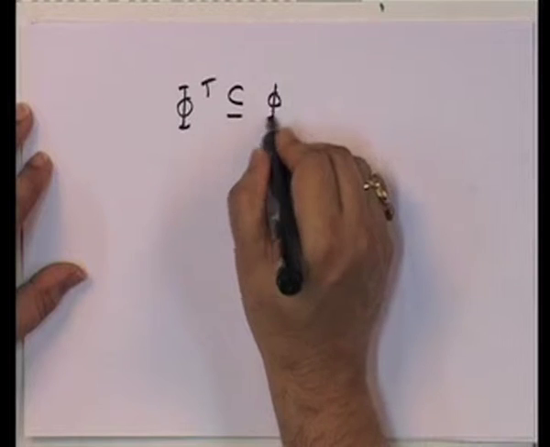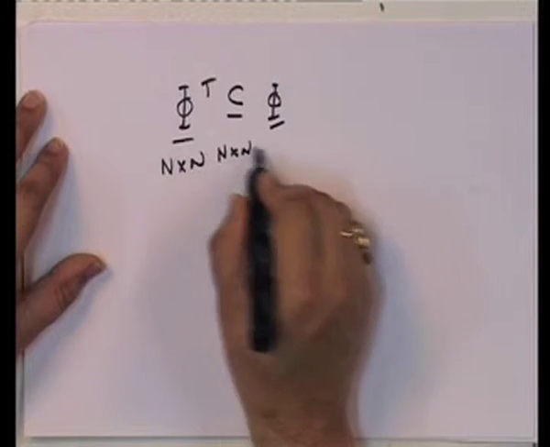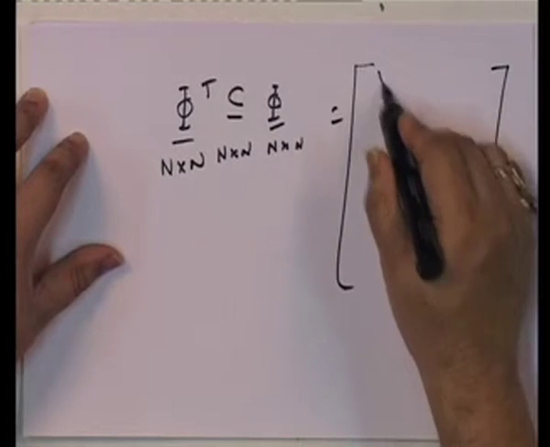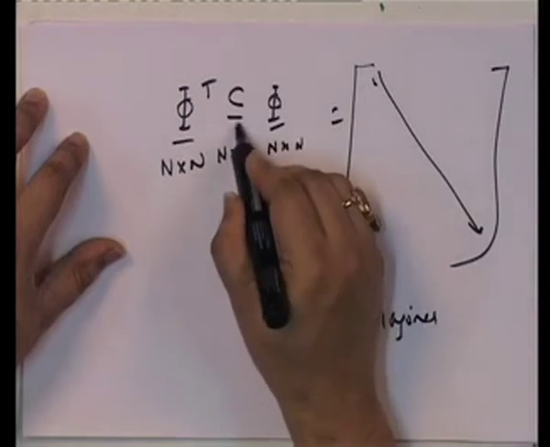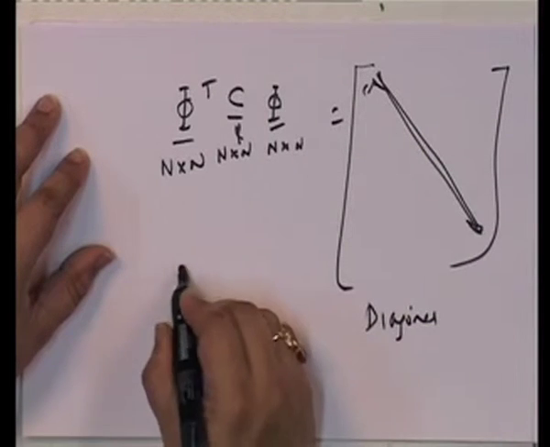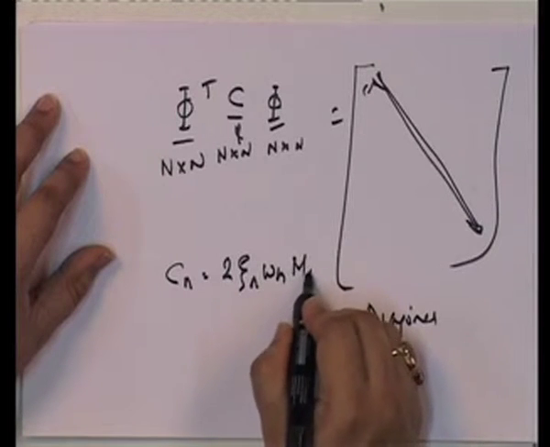So, what does that mean? This means that it is perforce that your phi n transpose C phi, which is n by n, is also a diagonal matrix. C has to be such that you get this, and then this Cn is equal to 2 xi n omega n Mn.